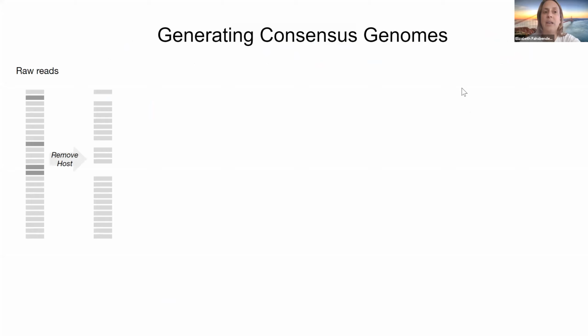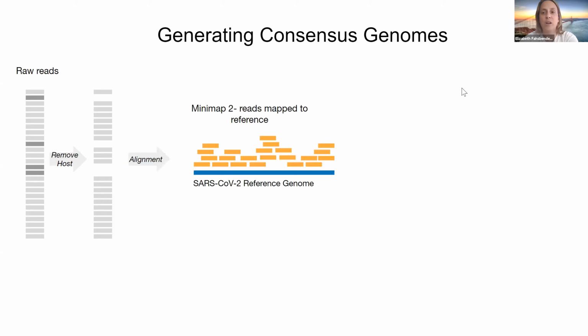So the first step is to remove the host reads. So once the raw reads are uploaded onto IDseq, they are aligned to a host or human reference genome and removed from there. And then the rest of the reads are aligned to a SARS-CoV-2 reference genome. We use the same one as NextStrain. And this is done by using Minimap. Then those reads that align to the reference genome are run through a Kraken database.